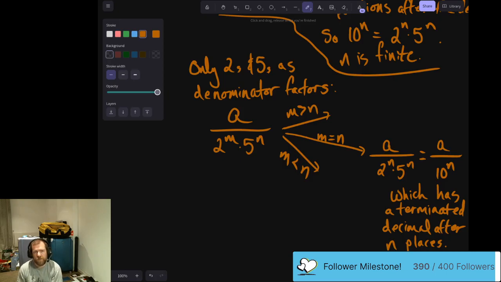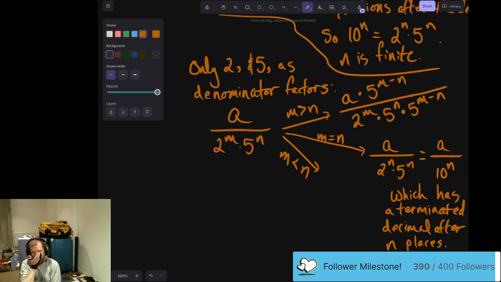If m is greater than n, then we can end up doing this as just a times, well, m is greater, so 2 to the m times 5 to the m. Let's step that back. So this would be like 5 to the n times 5 to the m minus n. And then we multiply that on the top as well, 5 to the m minus n.